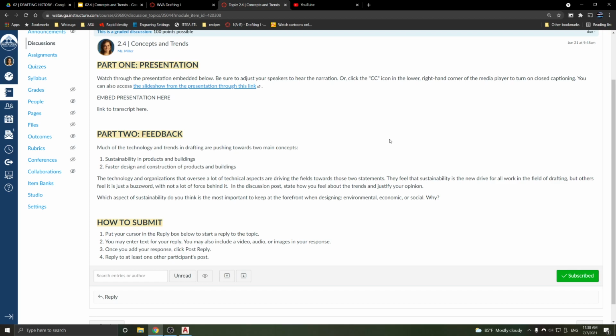And then when it comes to sustainability, which of those three areas would you think is the most important to keep at the forefront when designing? Do you think the environment would be the most important? Do you think the economic side, the bottom line when it comes to cost, would be most important for a product to be sustainable? Or do you think its impact on people would be the most important? And again, why? There are no wrong answers in this discussion post.